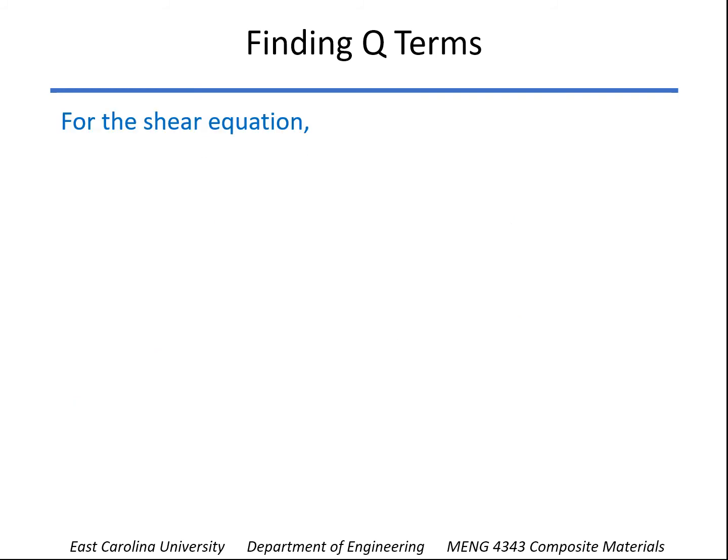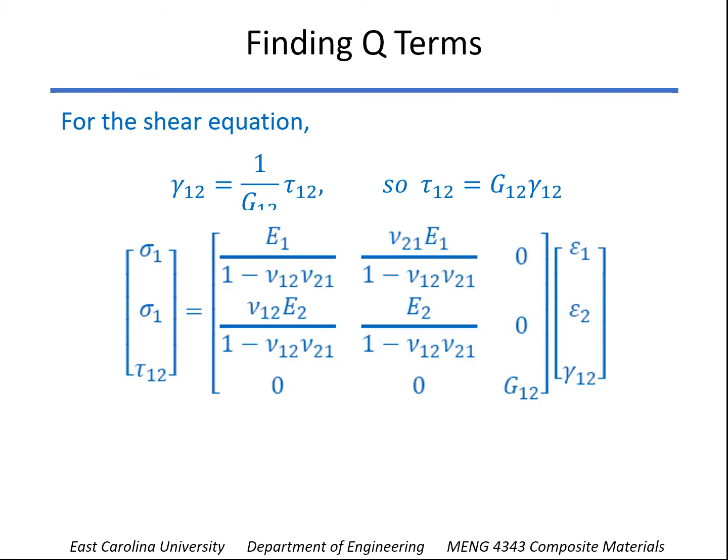Now remember, the shear equation is uncoupled from the others, so it's very easy to say the shear strain is 1 over G times the shear stress, so the shear stress is just G times the shear strain. And so there is the Q matrix. Again, shorthand, we'll just say these local stresses are related to the local strains by the Q matrix.